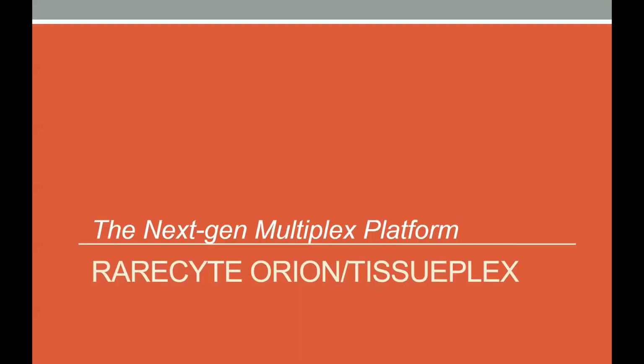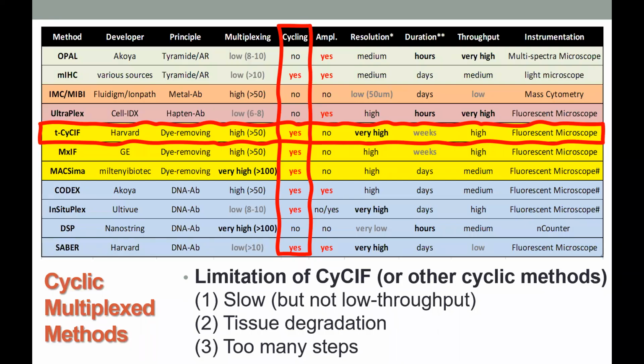Okay, so just shifting gear a little bit. Aside from the cyclic immunofluorescence, we are thinking about maybe a useful next generation multiplex platform, and this is a collaboration with a small company in Seattle called RealSite, and they developed what they call the Orion TissuePlex system. Okay, so let me go back to a bit of background on why we need it.